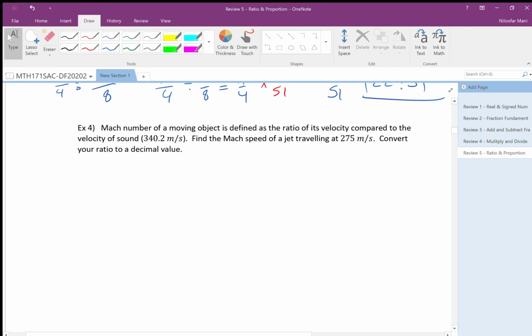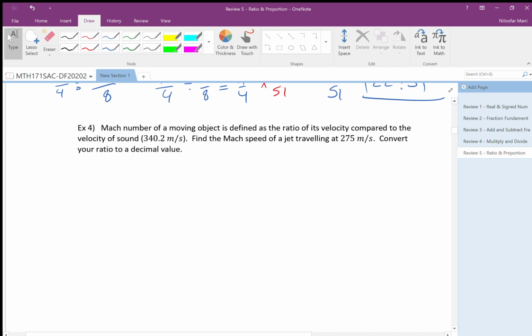So the Mach number of a moving object is defined as the ratio of its velocity compared to the velocity of sound. Okay, so I think this is the question. Yes, so that's the Mach number.